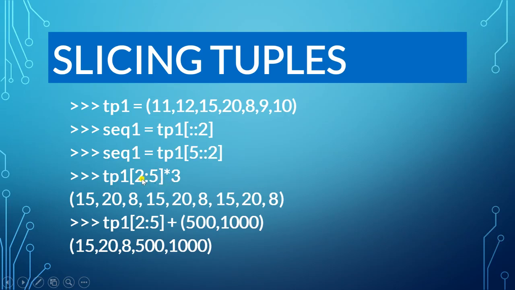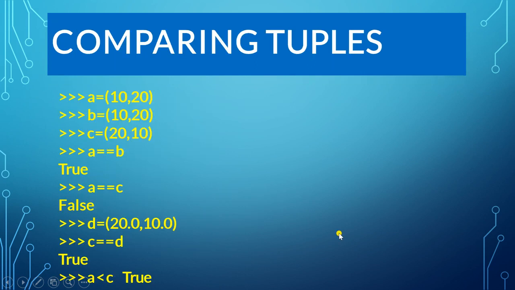In this, what it says is that it will start from 0, 1, 2, then 2, 3, 4, then multiply with 3. So this 15, 28 will come 3 times. This is 1, this is 2, and this is 3. Now again in this slicing you have to add the elements 500 and 1000. So by this way you can add the elements 500 comma 1000. So this is slicing.